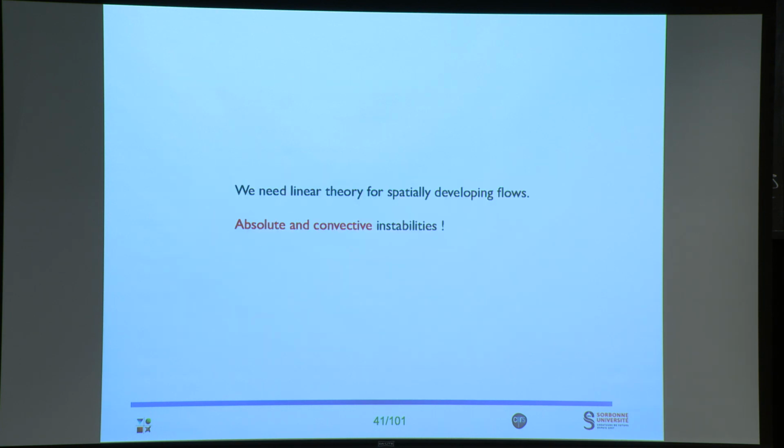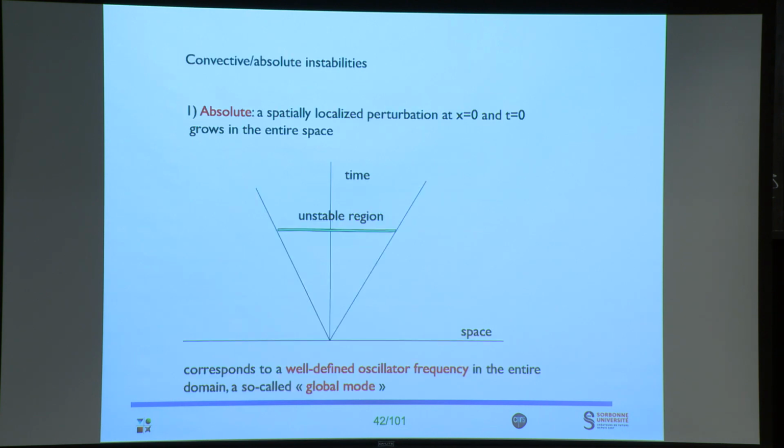We want to verify this method. So to verify this method, we need some experiments, but we also need some theory. So for the theory, we use the linear stability theory of small perturbations, the growth of small perturbations. And to understand the results of this theory, we need to understand absolute and convective instabilities. So absolute instabilities are instabilities for which a small perturbation at the origin of space and time expands both forward and backward in space. It expands both upstream and downstream.